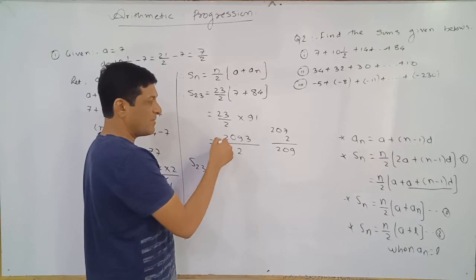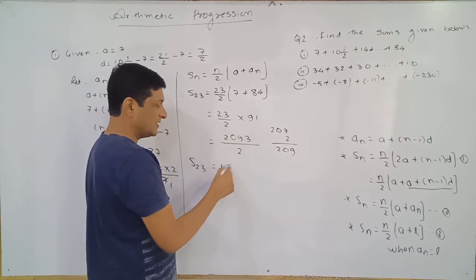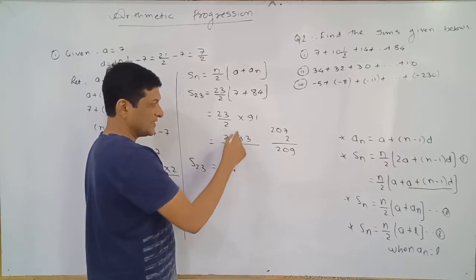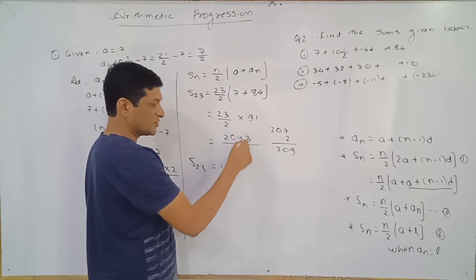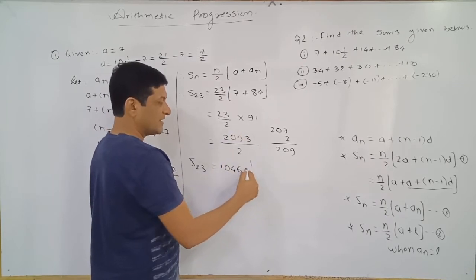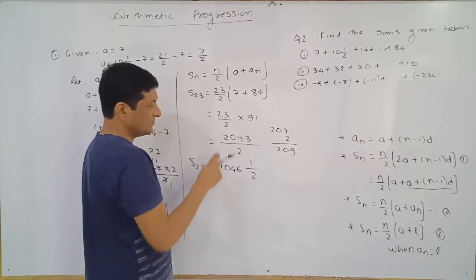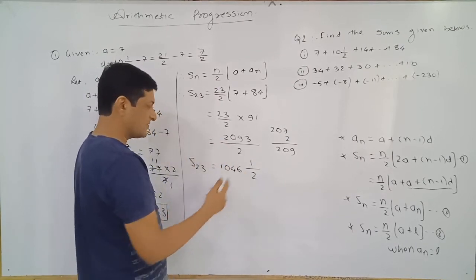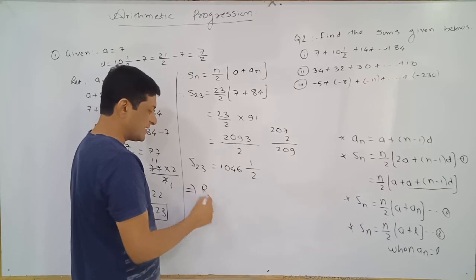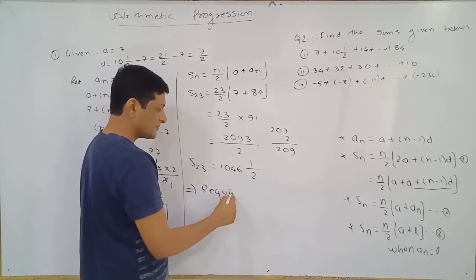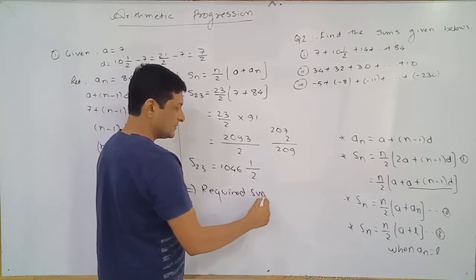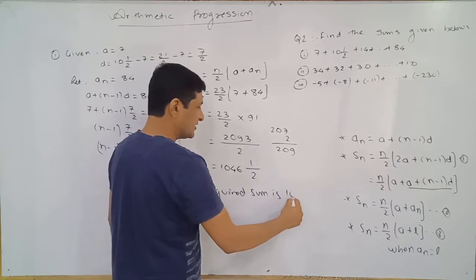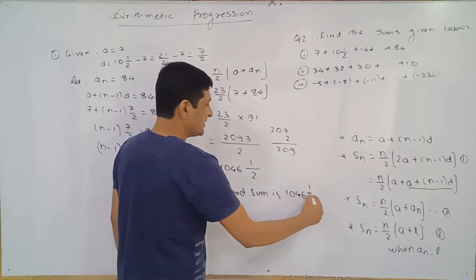So let us divide by 2 here. 2 tens are 20, 2 fours are 8, remaining term is 13, so 6 twos are 12 and remainder is 2. So we have converted this improper fraction into mixed fraction. That's why here we can say that required sum is 1046 integer 1 by 2.